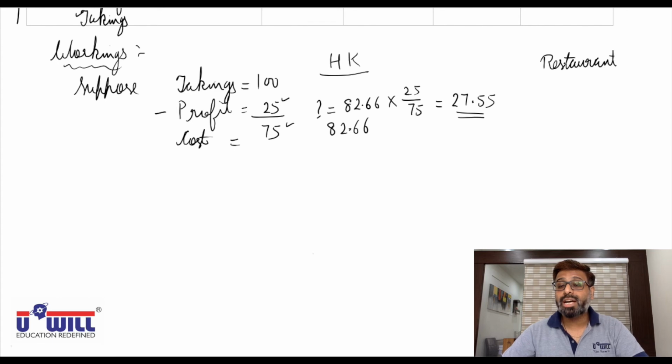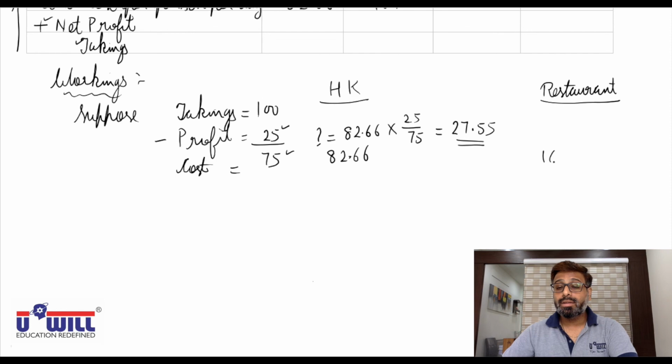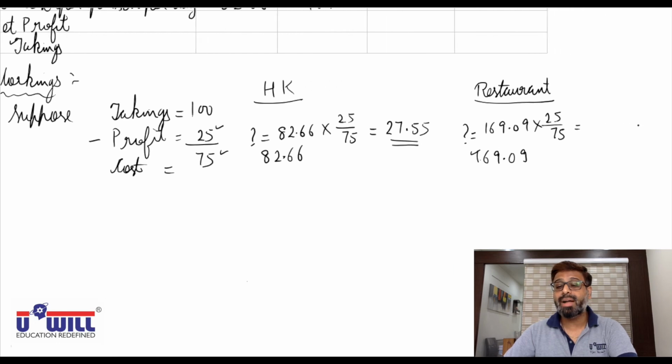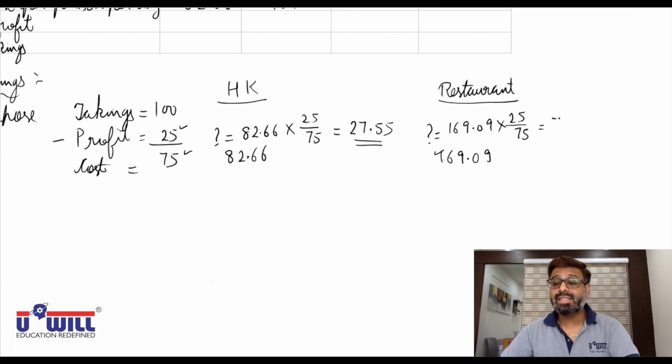And the same way for the restaurant department, what profit should we charge? Cost is 169.09. So how much profit? Again cross multiply, 169.09 into 25 divided by 75. Do it in the calculator, everyone. So here you must get 56.36.